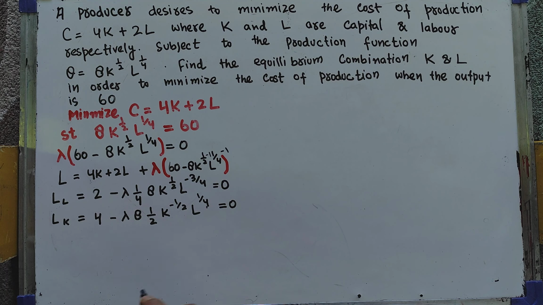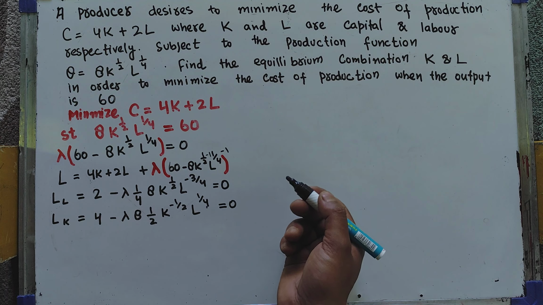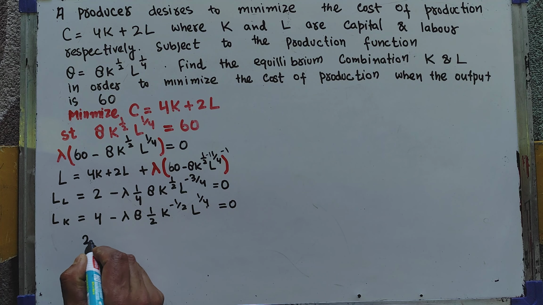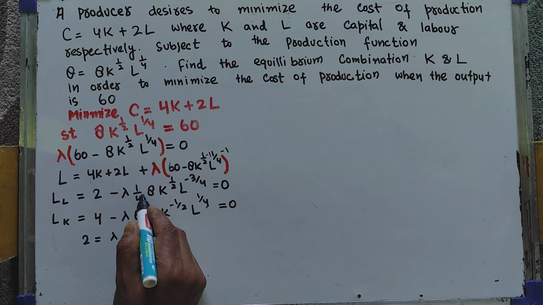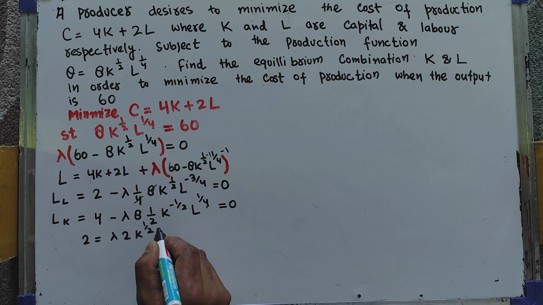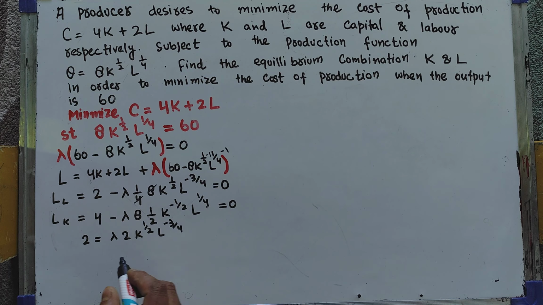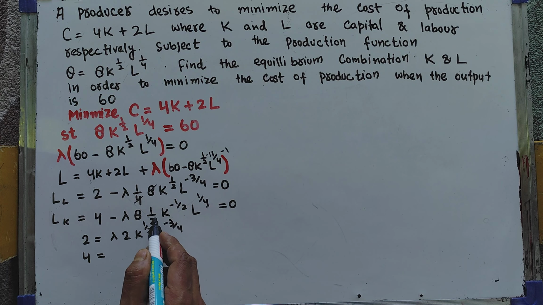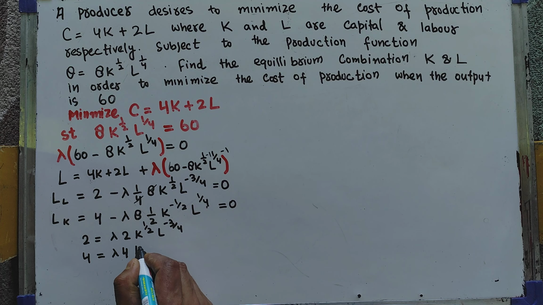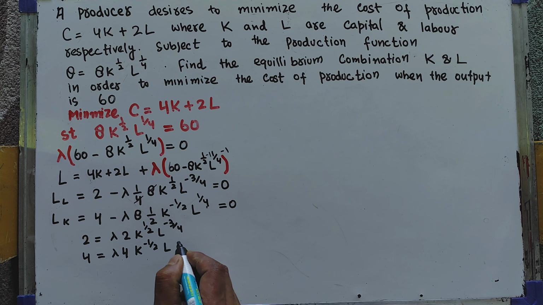Since this term is equal to 0, this term is also equal to 0, so can we rewrite these two equations? I don't have the space here, so let me rewrite them. We can write 2 is equal to lambda times 2 k to the power 1 upon 2 L to the power minus 3 upon 4, and 4 is equal to lambda times 4 k to the power minus 1 upon 2 L to the power 1 upon 4.